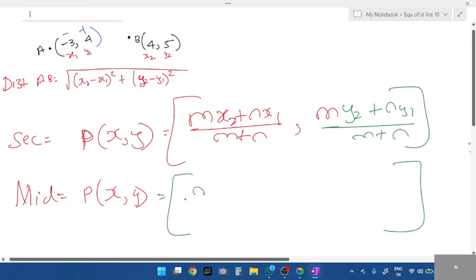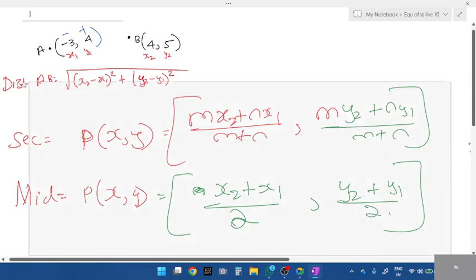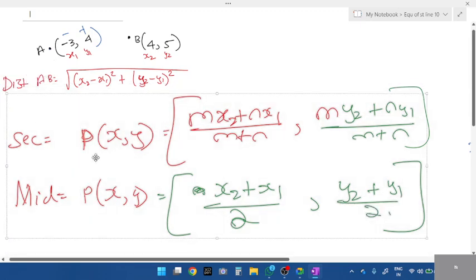Your midpoint is the object that lies exactly in the center. The m and n values are 1, students. So x2 plus x1 divided by 2, and y2 plus y1 divided by 2. Remember these concepts for the section and midpoint formula.